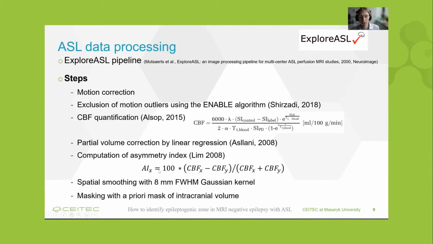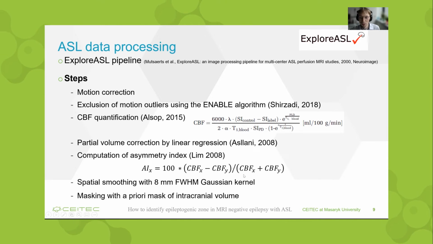The asymmetry index is computed from the voxels of cerebral blood flow of one side of the hemisphere, subtracted from the voxel on the opposite part of the brain, on the opposite hemisphere. Next step was spatial smoothing with a Gaussian kernel and masking with an a priori mask of intracranial volume.